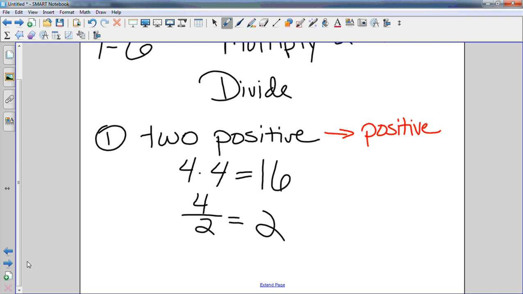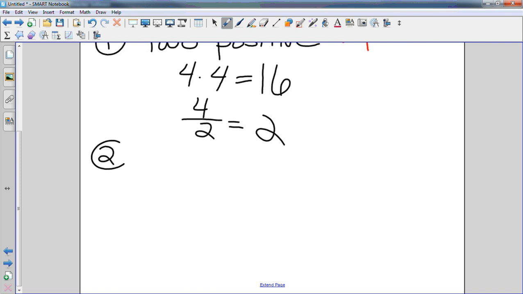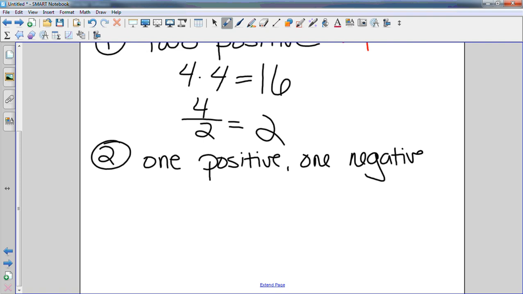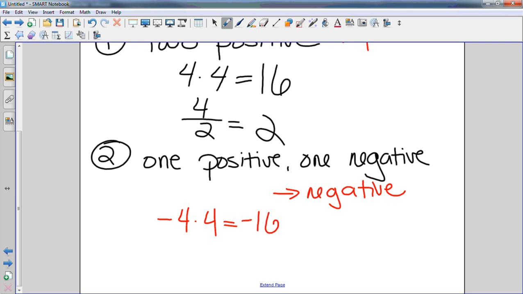Rule number 2. If I have 1 positive and 1 negative, what is my answer going to be? Negative. Always going to be negative. So let's take our examples. If I have negative 4 times 4, well, we know 4 times 4 is 16. And is it going to be positive or negative? We just said it's going to be negative because we have 1 positive and 1 negative.